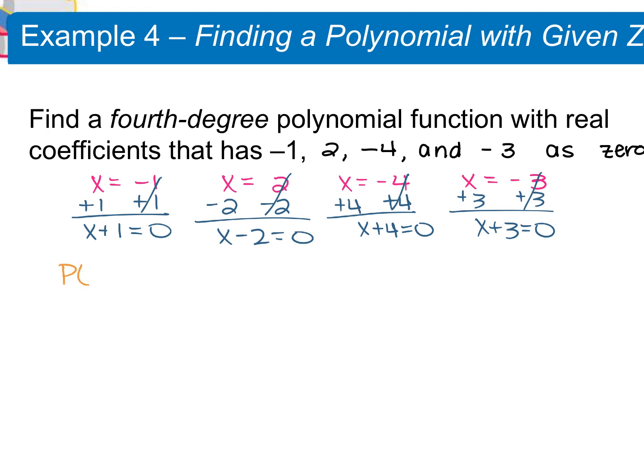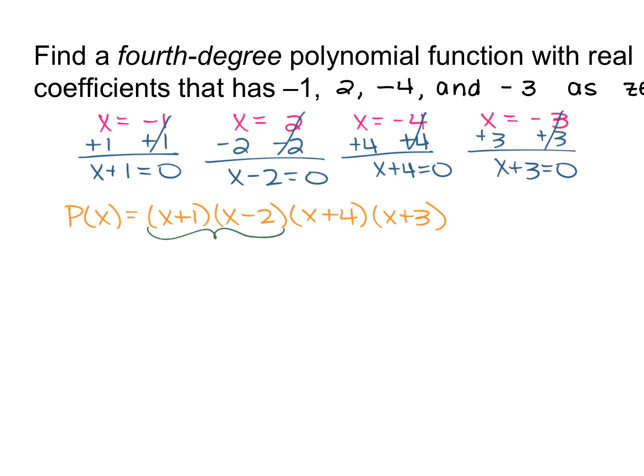So when we name this p of x, it's going to be equal to all 4 of these parts being multiplied together. So that is x plus 1 times x minus 2 times x plus 4 times x plus 3. Now my job is to multiply this out completely because I want the polynomial. It's not asking me for the factored form of the polynomial. This is the factored form of the polynomial. It's asking me for the full polynomial, so I have to multiply these out. I'm going to FOIL the first 2, FOIL the last 2, and then multiply everything together after that.